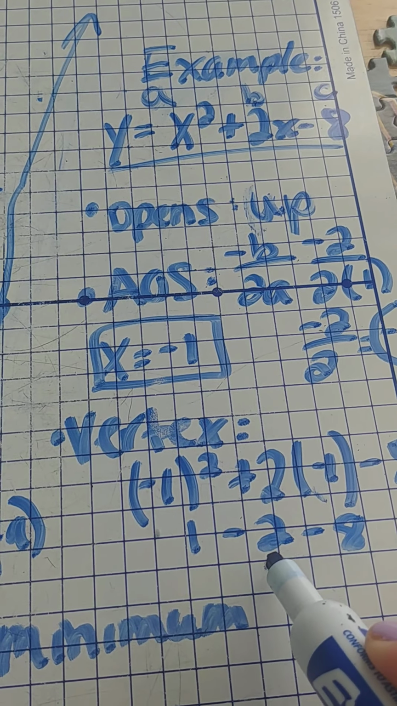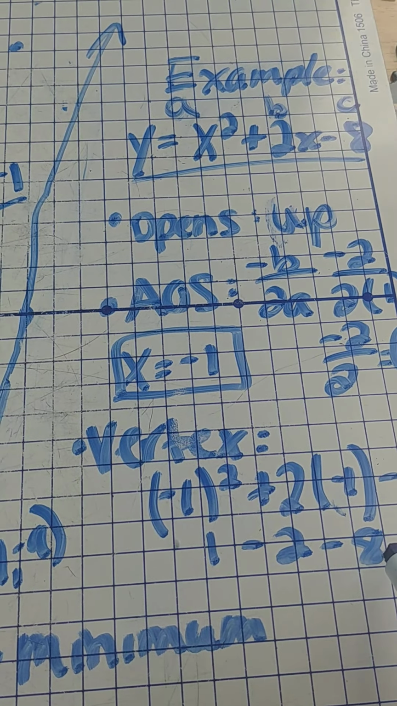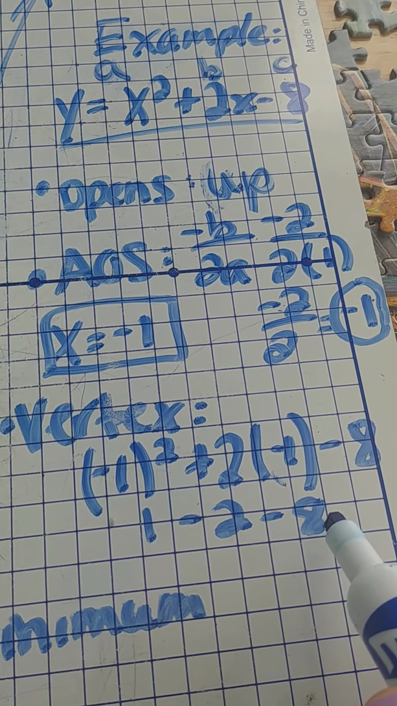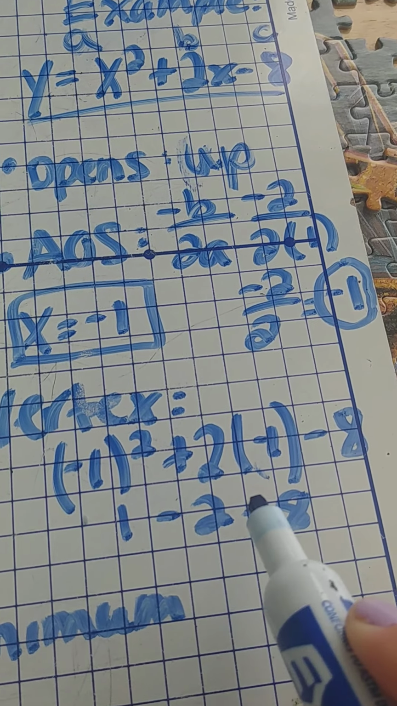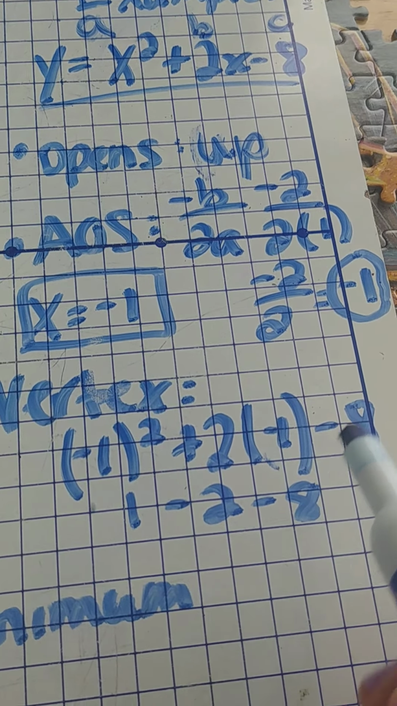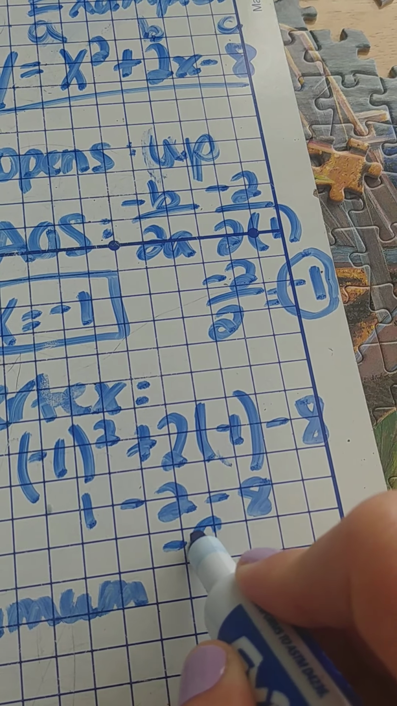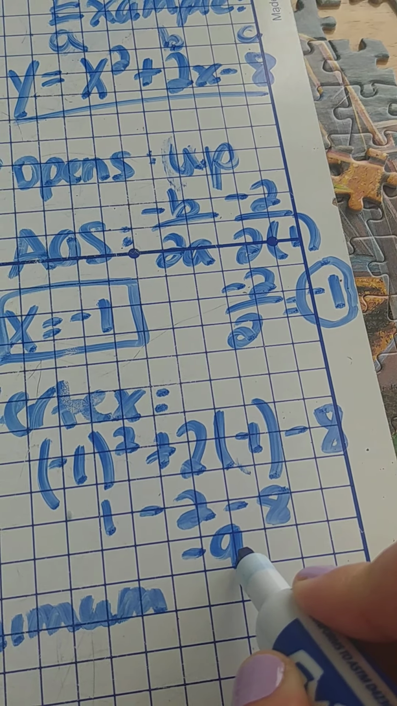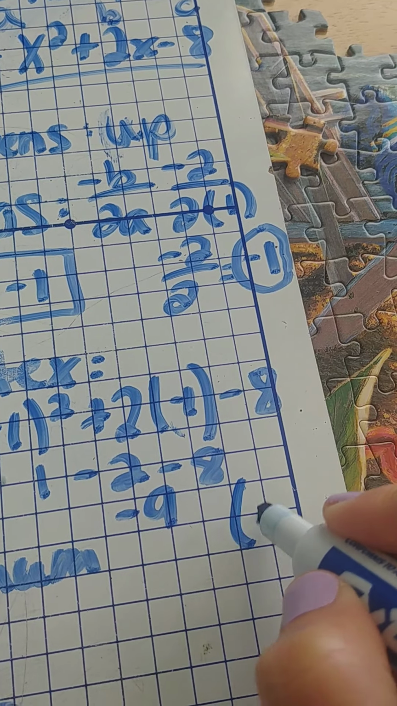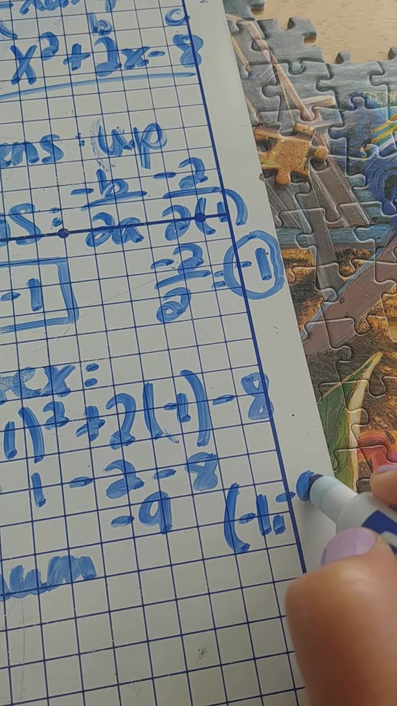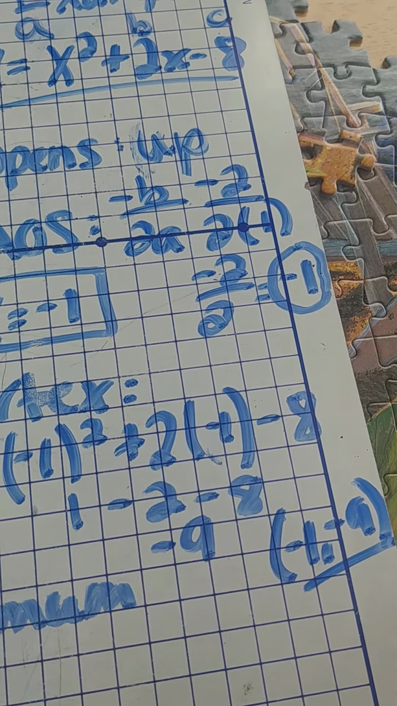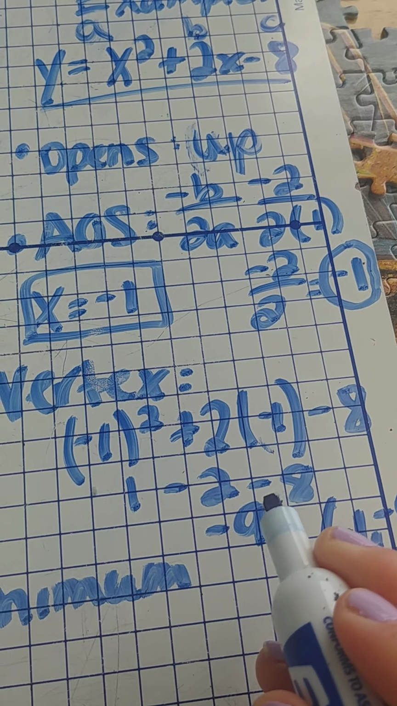And 1 minus 2 minus 8, that's a hard one to do, so I might get out my calculator and put it in my calculator. If not, I know mathematically it's negative 9. So I know my vertex is going to be negative 1, negative 9. That's my answer, solving it mathematically.